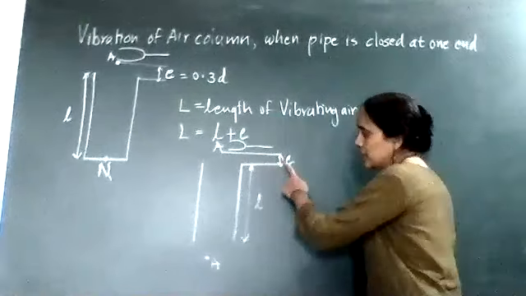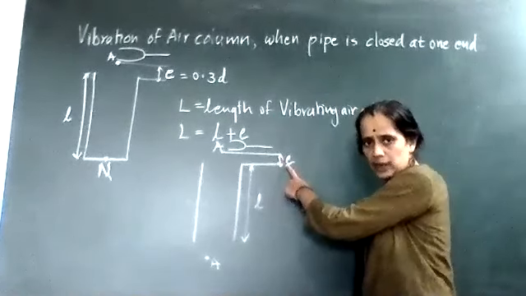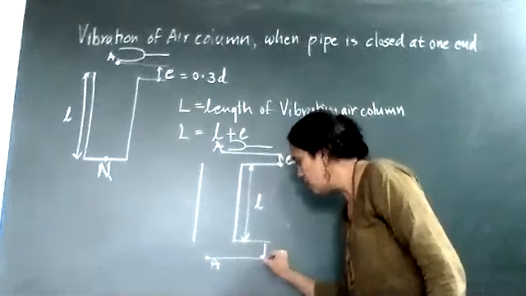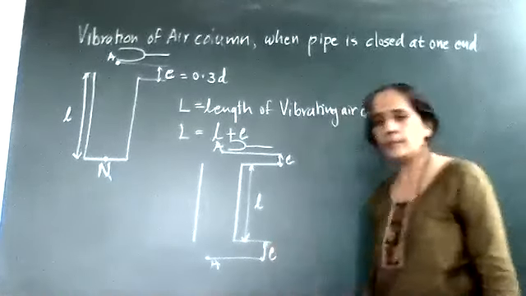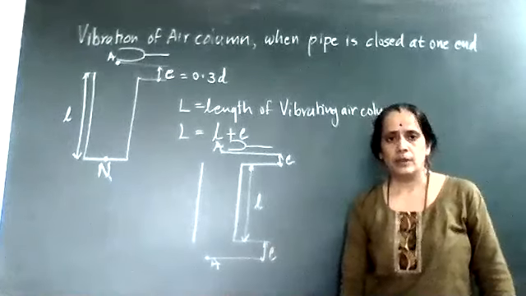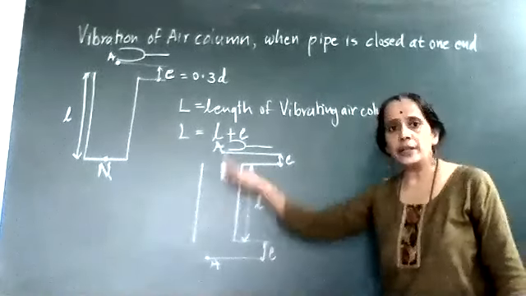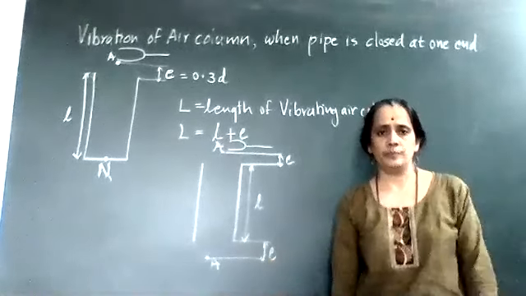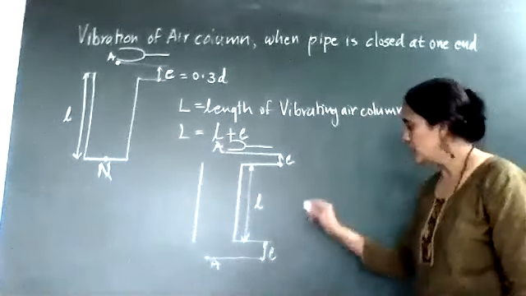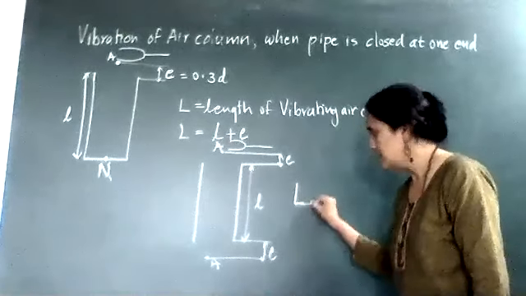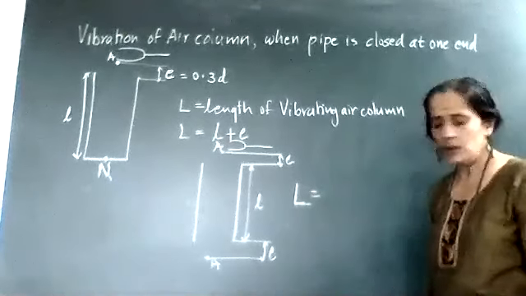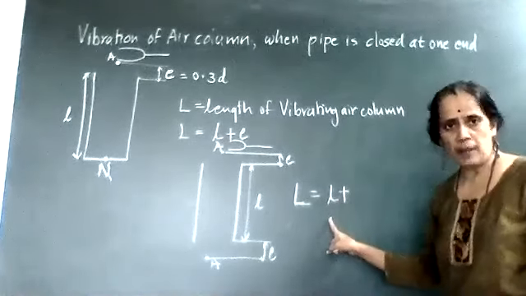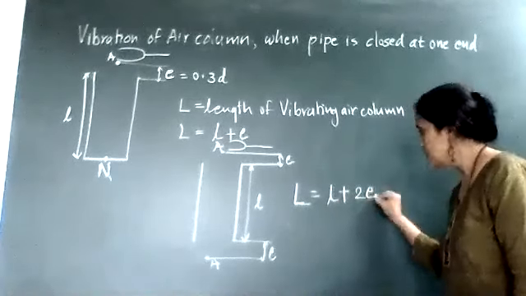So one end correction I am getting at the upper open end and the other end correction I am getting at the lower end. And in between these two antinodes, the air column is going to vibrate. Means in this particular case, what I can say is that L, the length of the air column, is nothing but small l, the length of the pipe, plus 2 times end correction.